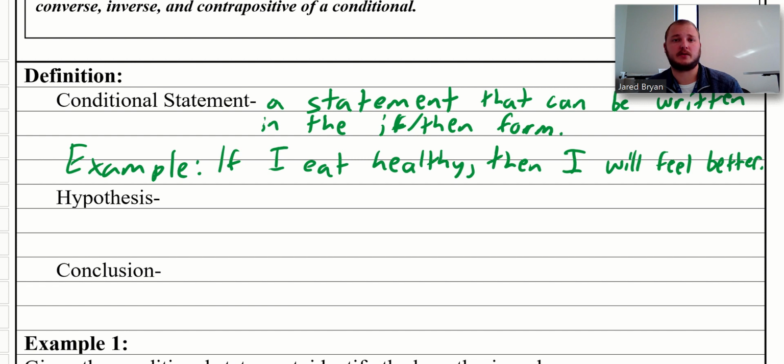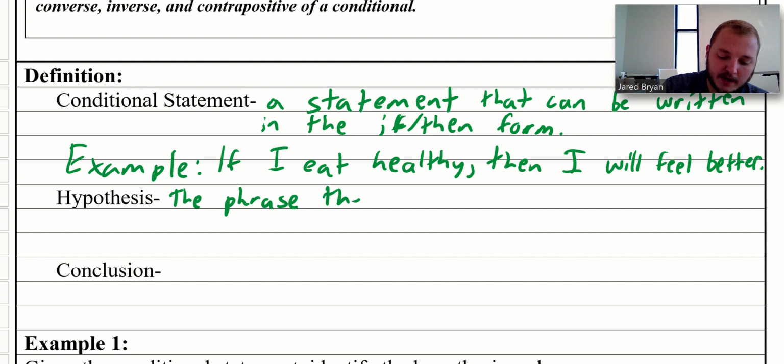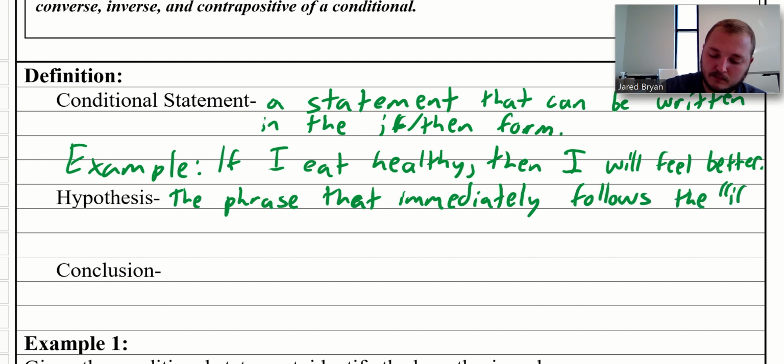With the hypothesis and the conclusion, hopefully you've seen these words either in English class before or possibly with science, if we're talking about the scientific method and have a hypothesis that you're trying to test. But the hypothesis in this case, when we're talking about conditional statements, is specifically the hypothesis of a conditional. This is not just the definition of a hypothesis. It is the phrase that immediately follows the if. The phrase that immediately follows the if.